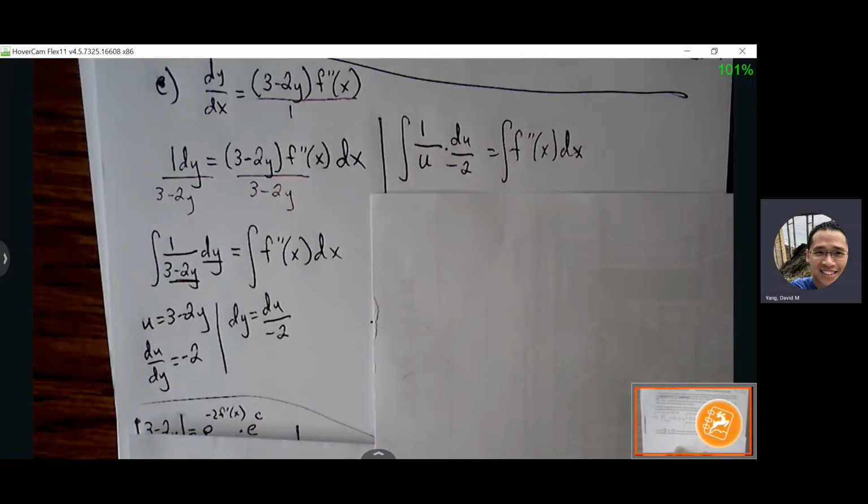Okay, 3 minus 2y produces -2. Solve for dy, we get du over -2. Make our substitution. Looks like it's going to be a -1/2 that needs to come out in front.